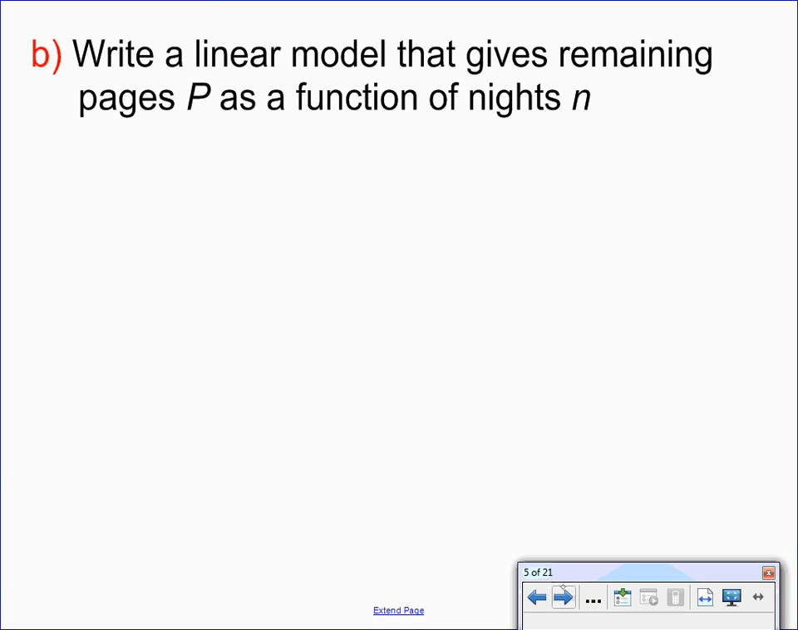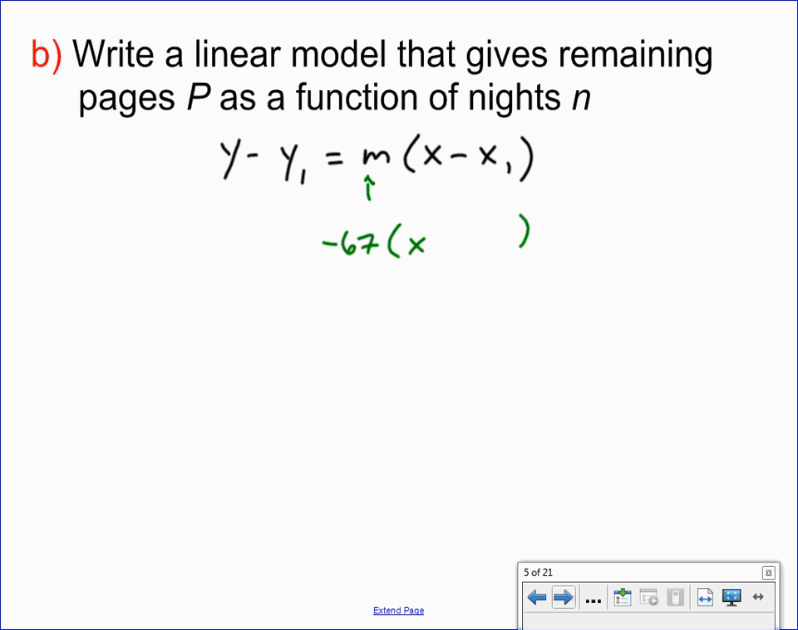Next, let's go ahead and write a linear model that gives the remaining pages p as a function of the night n. So we can use point slope form to generate an equation, just like you'll have to on your quiz. Remember, y minus y sub 1 equals m times quantity x minus x sub 1, where m is the same slope we just calculated. Logan told us that was negative 67. Y is going to be our pages p remaining, and x will be my independent variable, the number of nights spent reading. But first I'll plug in my point.